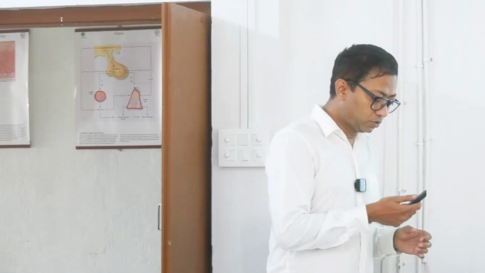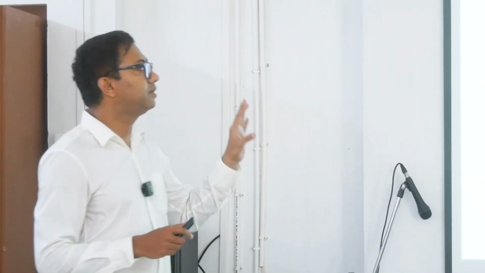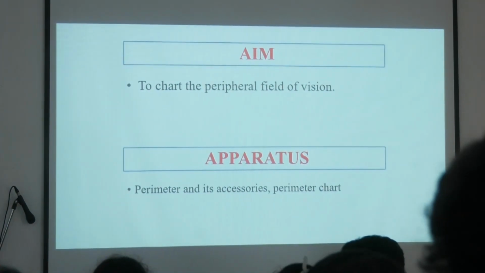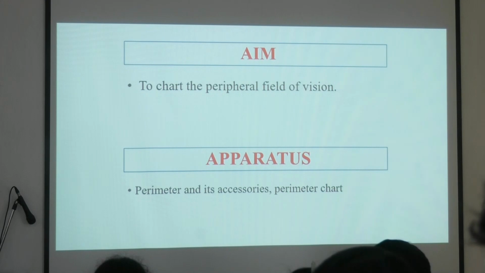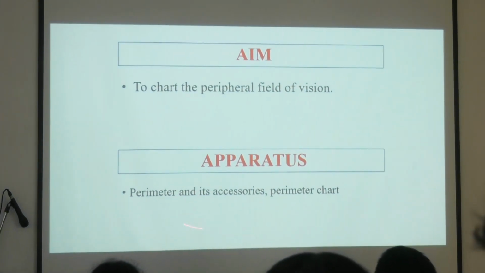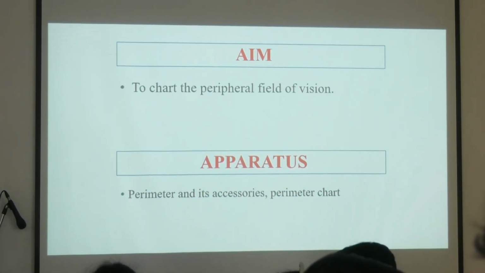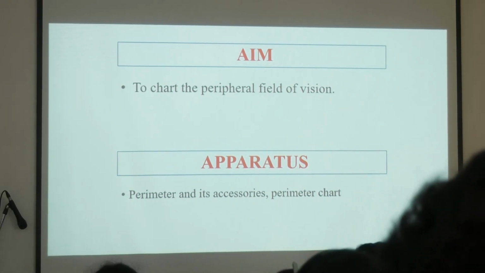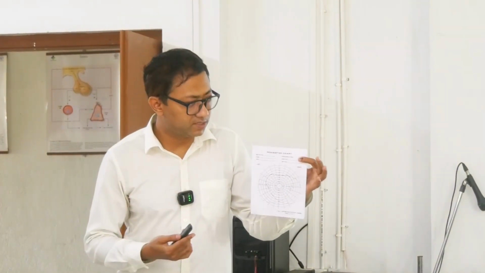So today our aim is to chart the peripheral field of vision. And what is the apparatus required? The apparatus required is the perimeter and its accessories and a perimeter chart. So here is the perimeter chart and we will use it. I will explain how to use this perimeter chart.